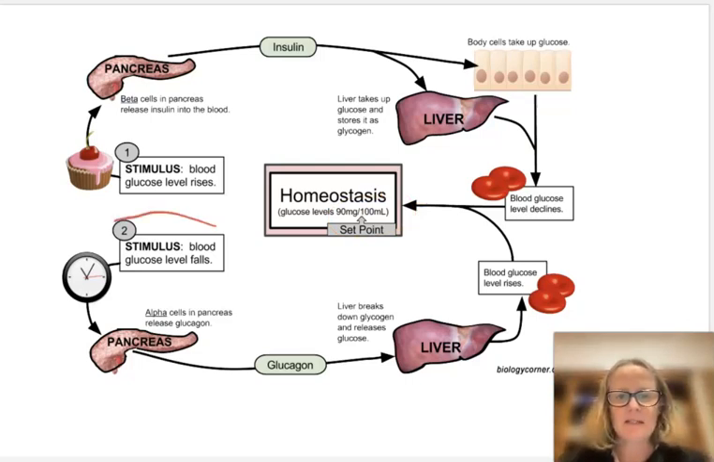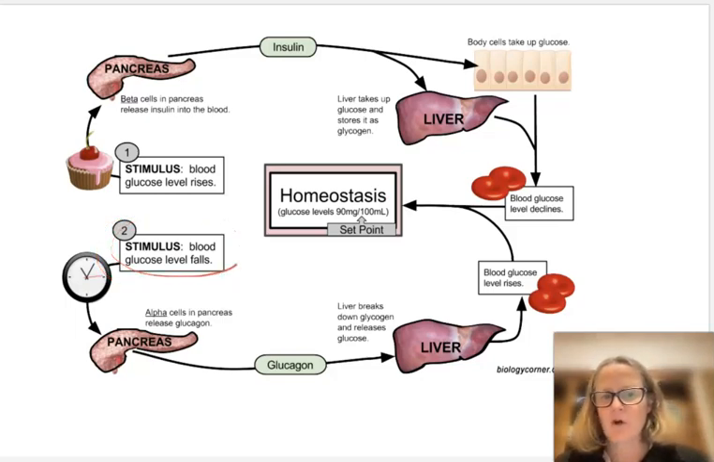What about if you've been asleep for a while and your blood glucose levels are falling? When you wake up, your pancreas will detect this fall in glucose away from the ideal. It will release a different hormone called glucagon. Glucagon travels around in the blood, and when it reaches the liver, this time it says to the liver, hey, break down some of that stored up glucose that you stored up from yesterday and release it into the blood. Now the blood sugar levels rise back to the ideal point.